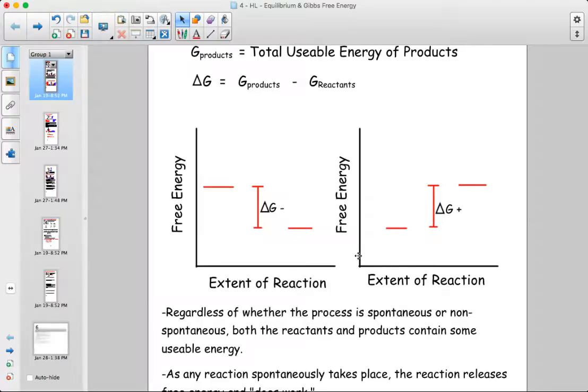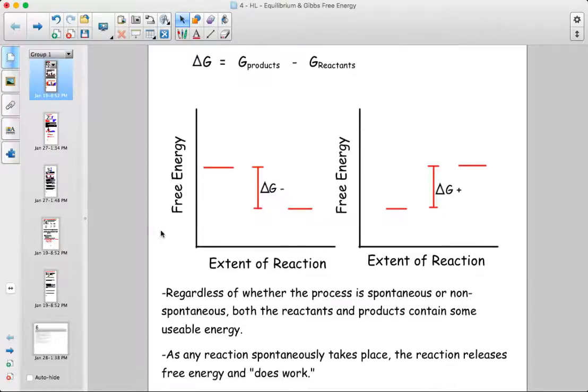We've drawn diagrams like this before, usually for potential energy or enthalpy, labeling the y-axis. But we can also do the same thing for Gibbs free energy. They look just like enthalpy level diagrams, where you've got your starting amount of reactants and products, and this is the change.